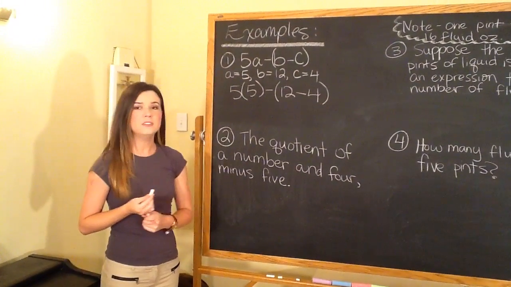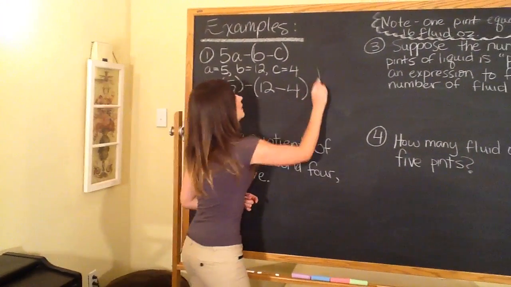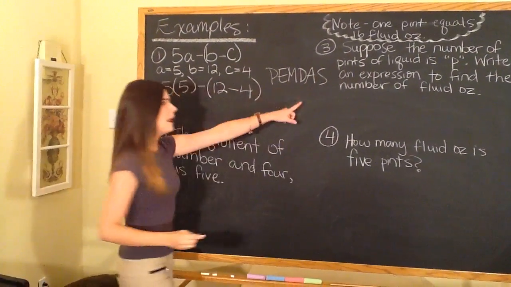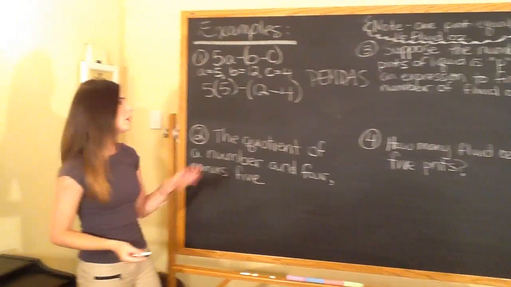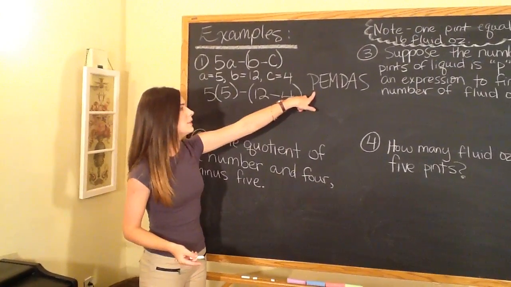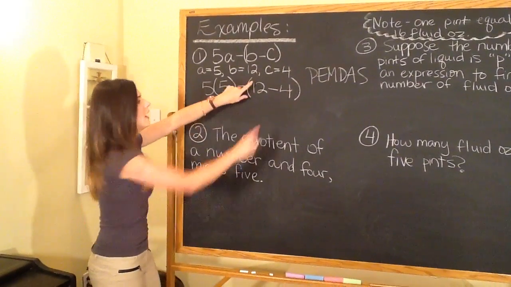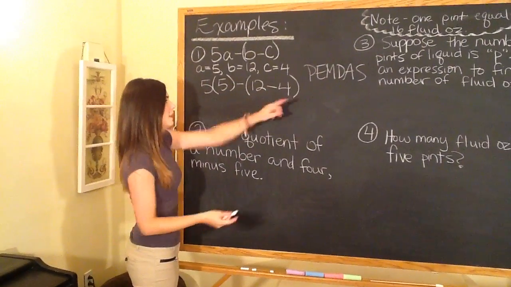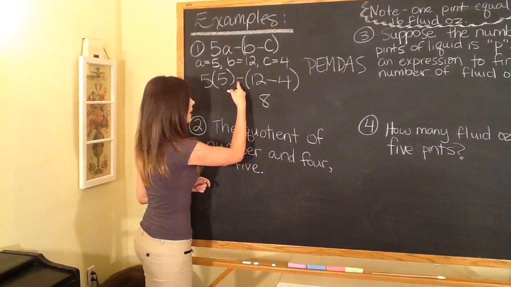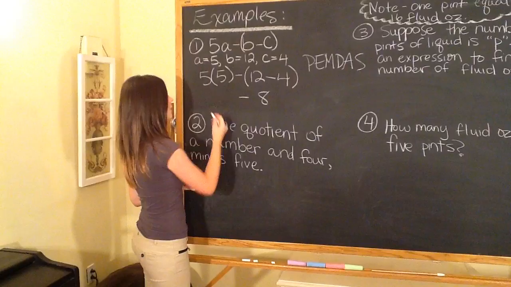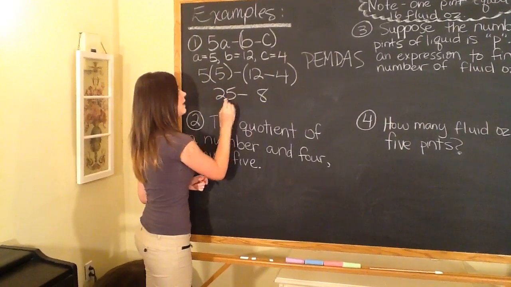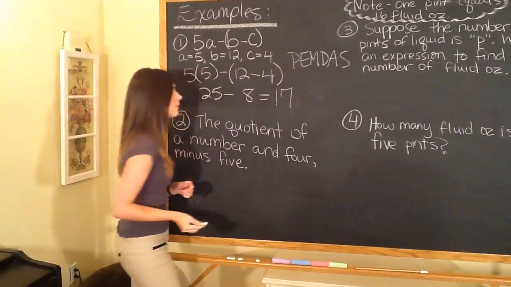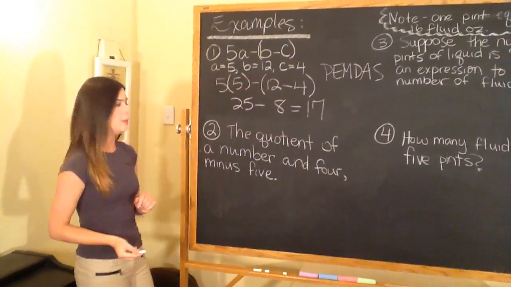But remember, we have to do our order of operations. Using our PEMDAS, or Please Excuse My Dear Aunt Sally, we're going to solve this problem. We start with parentheses, so let's solve whatever is inside the parentheses. We have a pair of parentheses here and here. So 12 minus 4 gives us 8. We have to carry down that subtraction sign. 5 times 5 is 25, and 25 minus 8 equals 17. So there's our answer for this first problem.